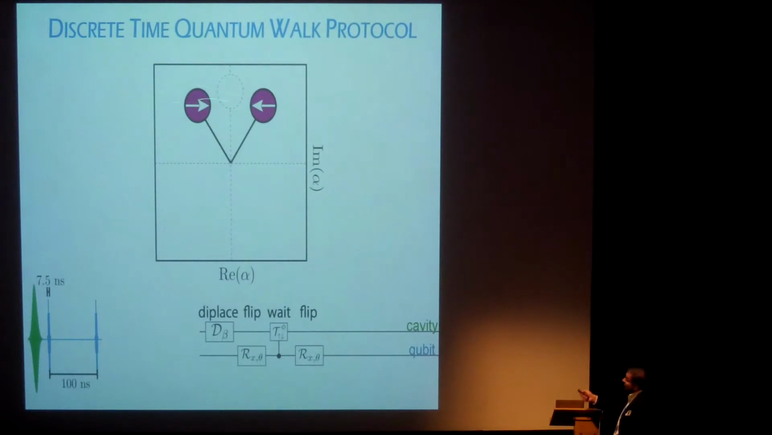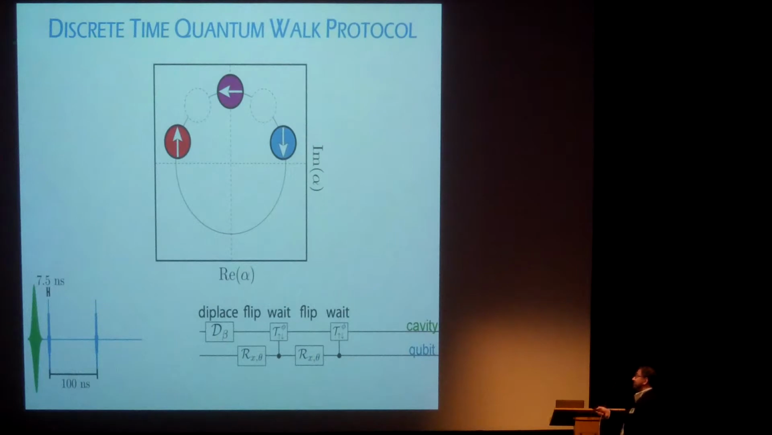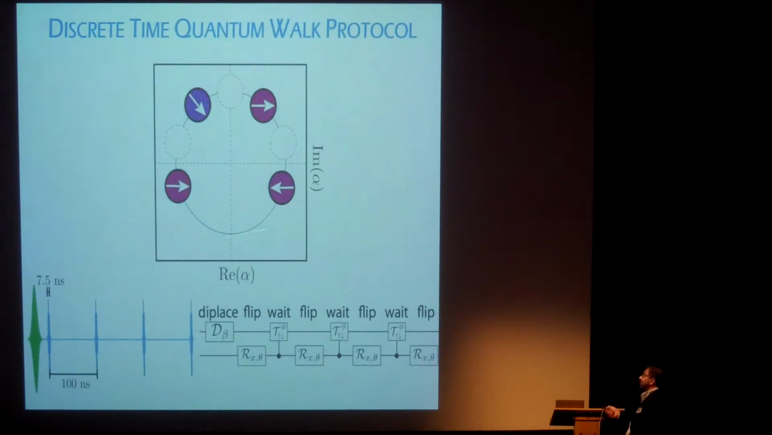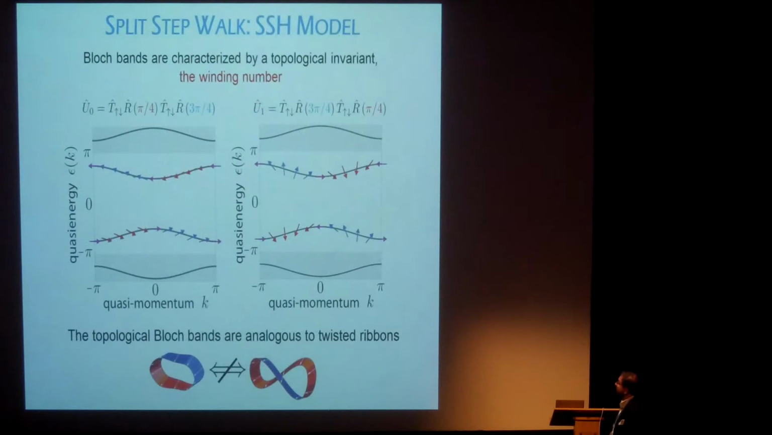Now I can flip, but I have to flip both parts in my quantum random walk. And then I displace yet again, wait, flip, and so on and so forth. And that's how the system is going to evolve in time. So I'm going to execute a quantum walk on a circle in this experiment, and there are in fact 10 coherent states that I parameterize here.